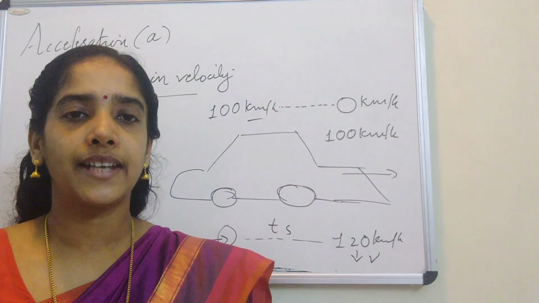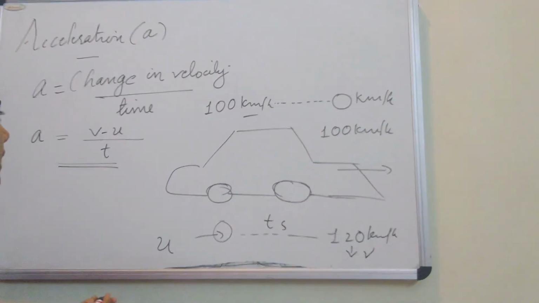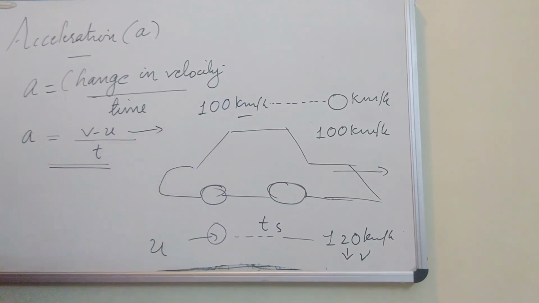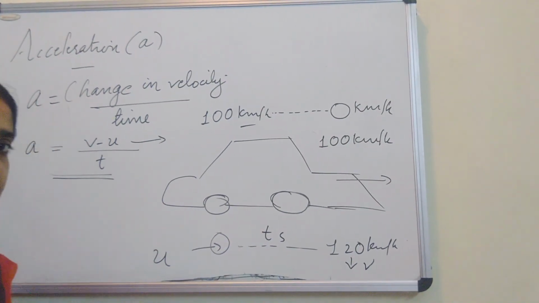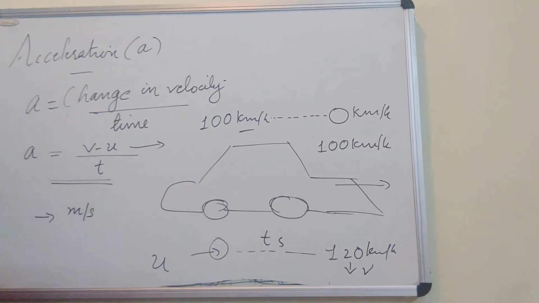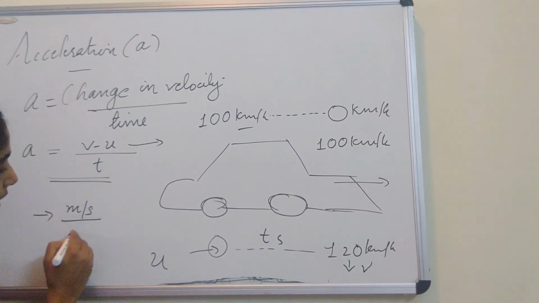Now let us see the SI unit of acceleration. Here we know change in velocity. That represents which physical quantity? Velocity. And we know that the SI unit of velocity is meter per second. And what is the SI unit of time? Time is second.